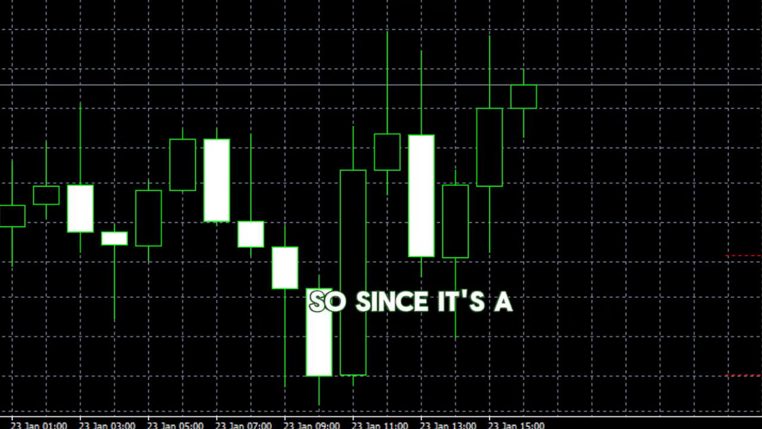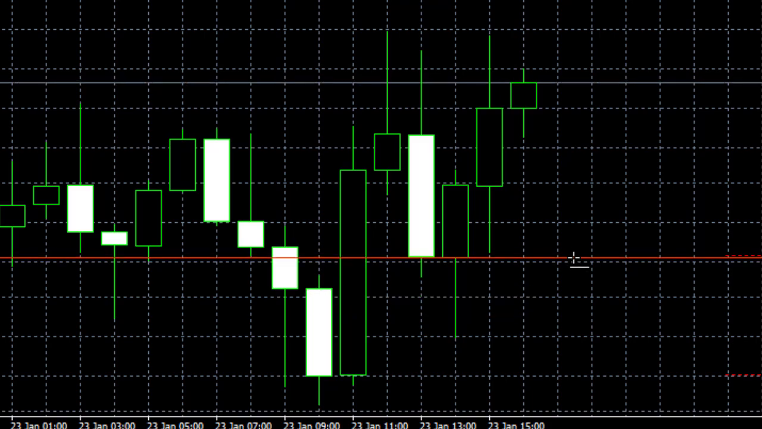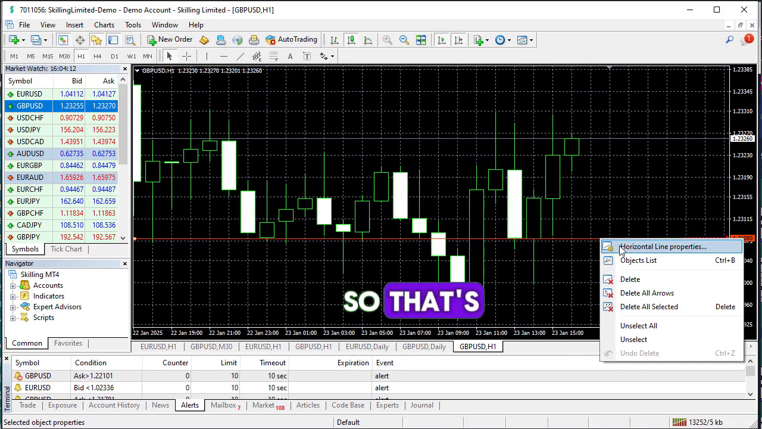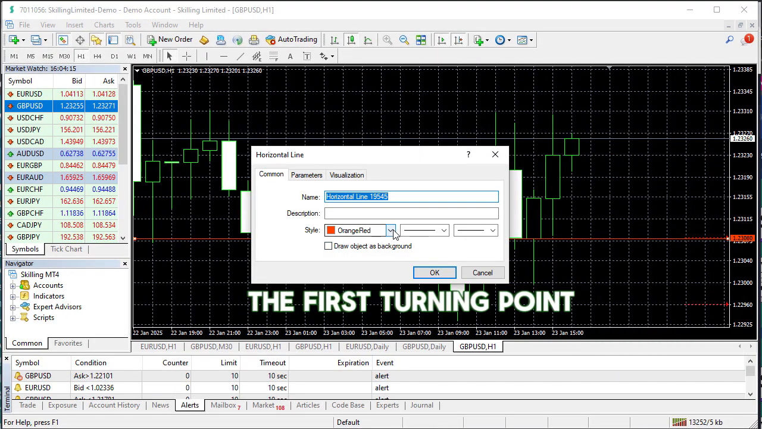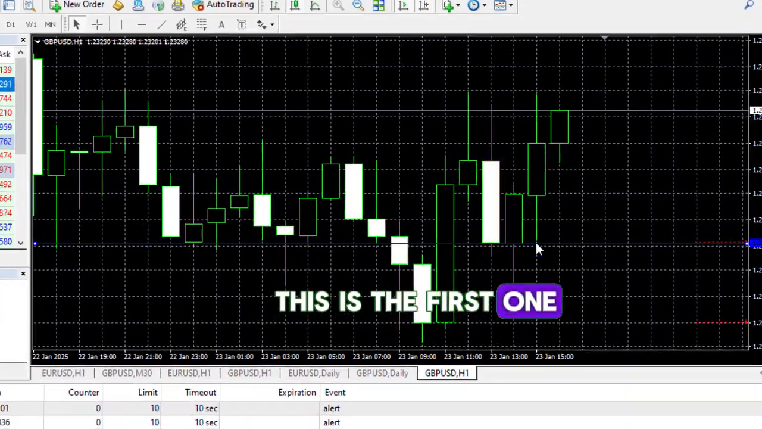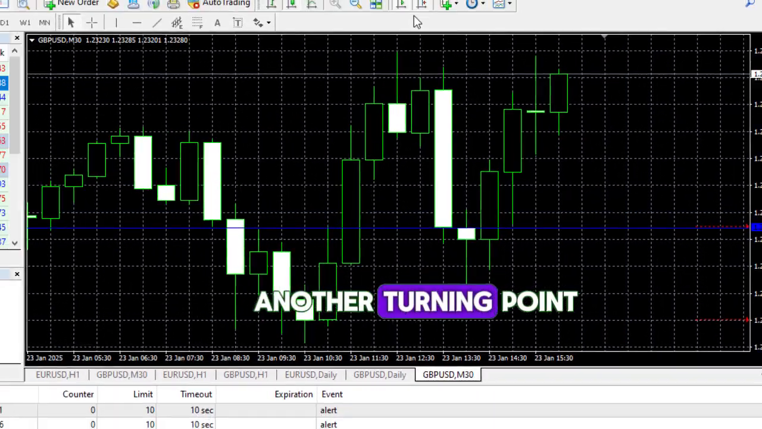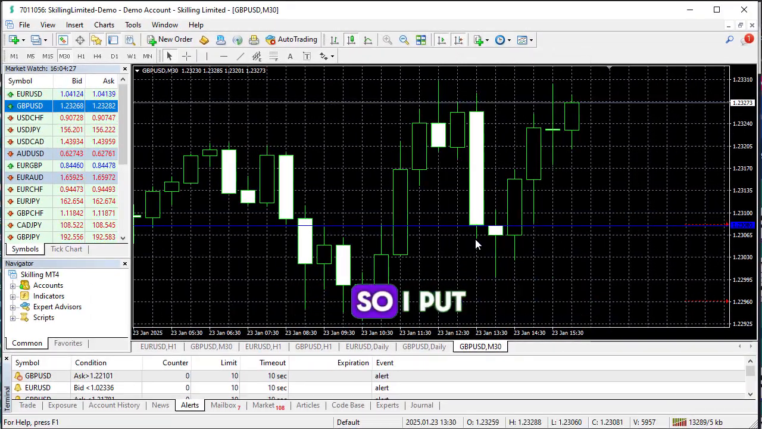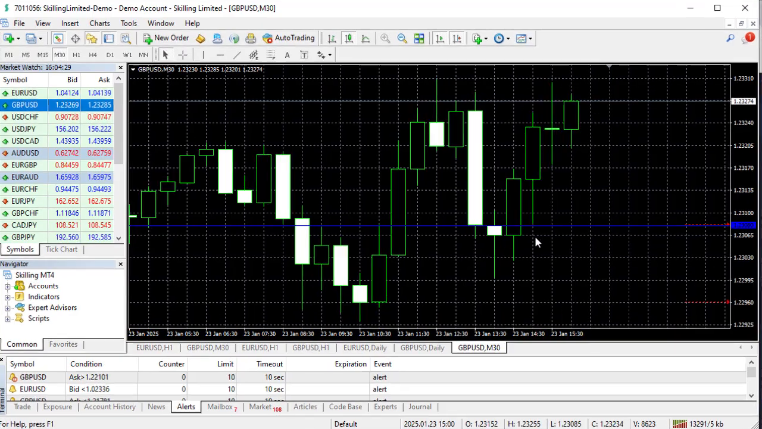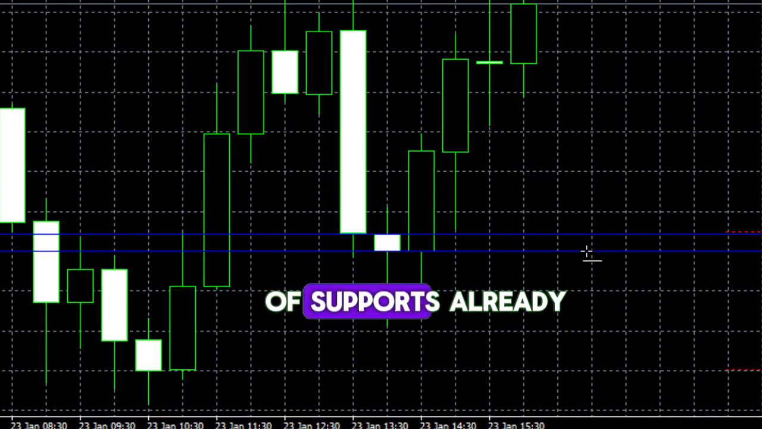So first, I take a line. Since it's a 1 hour turning point, I use a blue line, right? So that's the first turning point, the first support. I said I want to show you clusters of support. This is the first one. Then I go to 30 minutes. Now on 30 minutes, you can see there's another turning point just below the 1 hour. So I put a line there too. So this is like a cluster of support already.